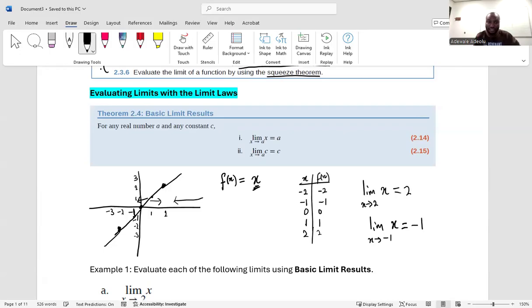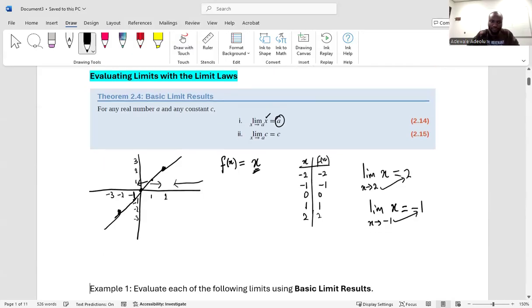So in general, we would say when we are taking the limit of something of this nature, x, a linear function, as x goes to a, where a means any x value, we claim that the limit is going to be a. As in this case, we see -1, -1, 2, 2. So that is that.